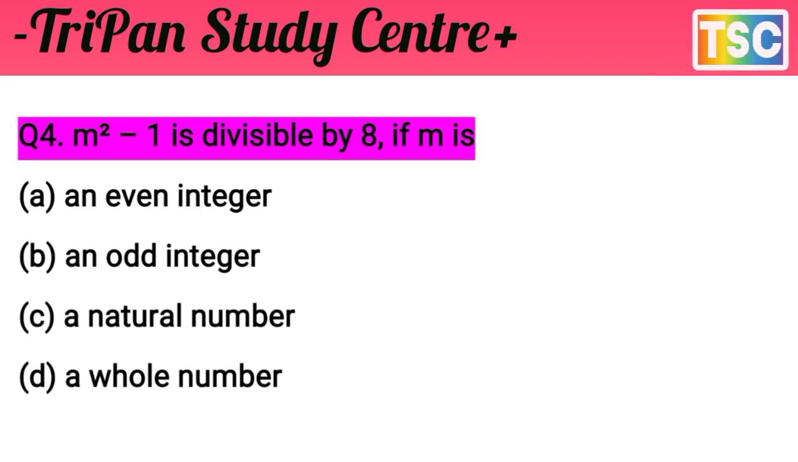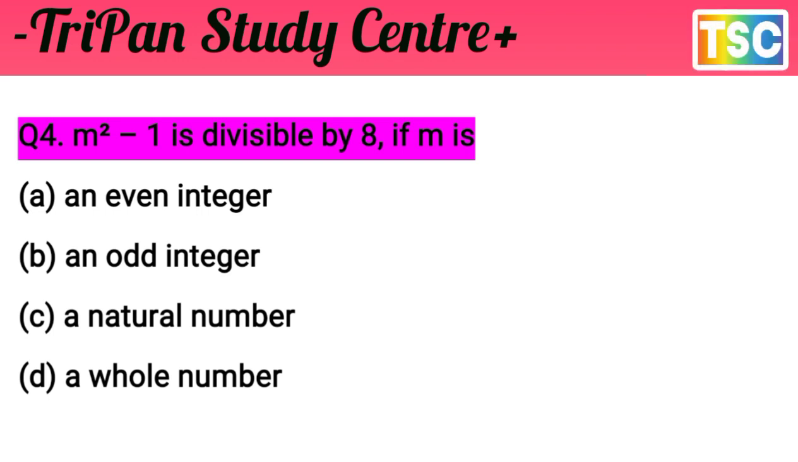The question is clear: m square minus 1 is divisible by 8 if m is what? That's important. Uneven integer is not applicable. Option A is nothing here. Whole numbers are not applicable.